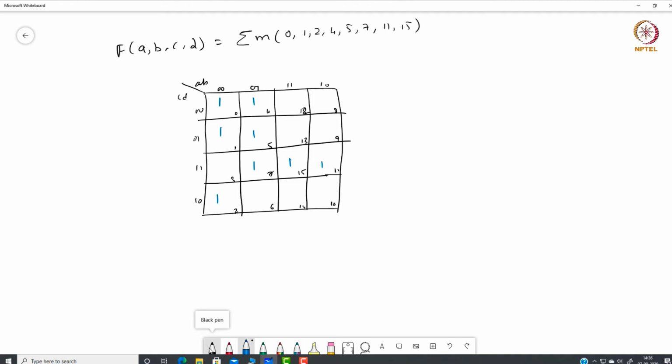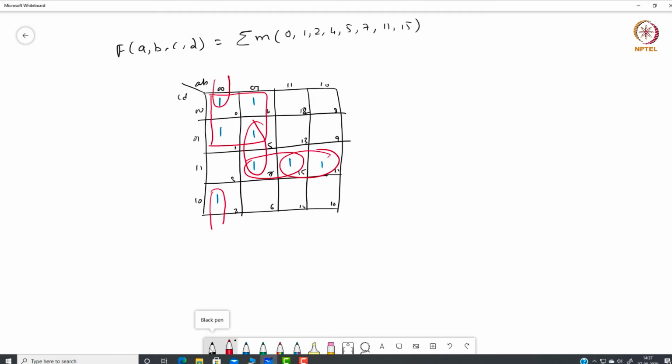So let us see which are the essential prime implicants. What are the prime implicants? First find out the prime implicants. So this is the one big cube which we can see. What are the other ones? We can see this is also another cube which we can create, and this is another one, and this is another one, and this is another one. So these are the prime implicants we have seen.